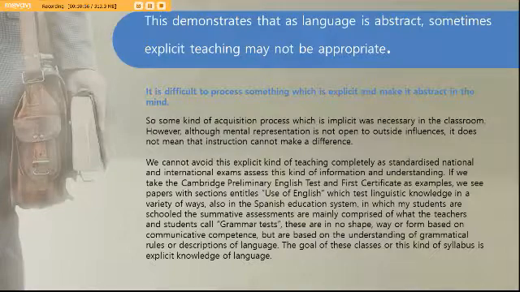Well, we can't, because we've got standardised national or international exams that assess this kind of information and understanding. We take the Cambridge Preliminary English Test or the First Certificate as examples. We see the titles such as the Use of English, which test linguistic or grammatical knowledge in a variety of ways. Also, for example, the Spanish education system in which my students are schooled. The summative assessments are mainly comprised of what teachers and students call grammar tests. These are in no shape, way or form based on communicative competence, but are based on the understanding of grammatical rules or descriptions of language. The goals of these classes and this kind of syllabus is explicit knowledge of language.